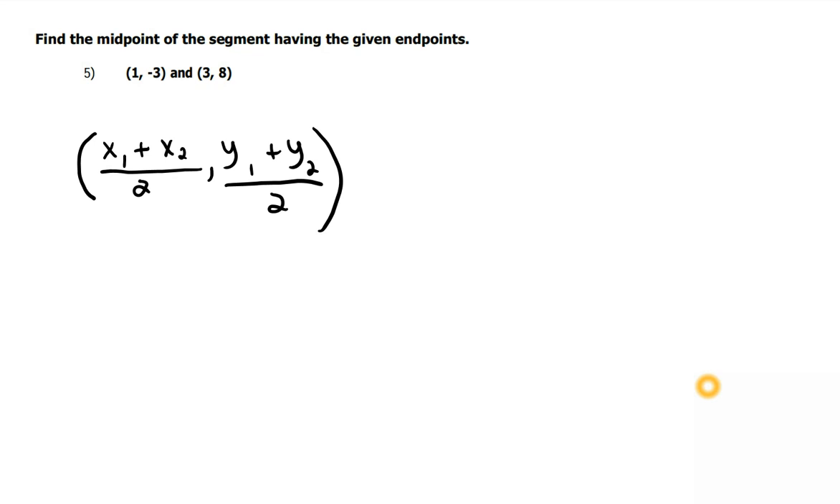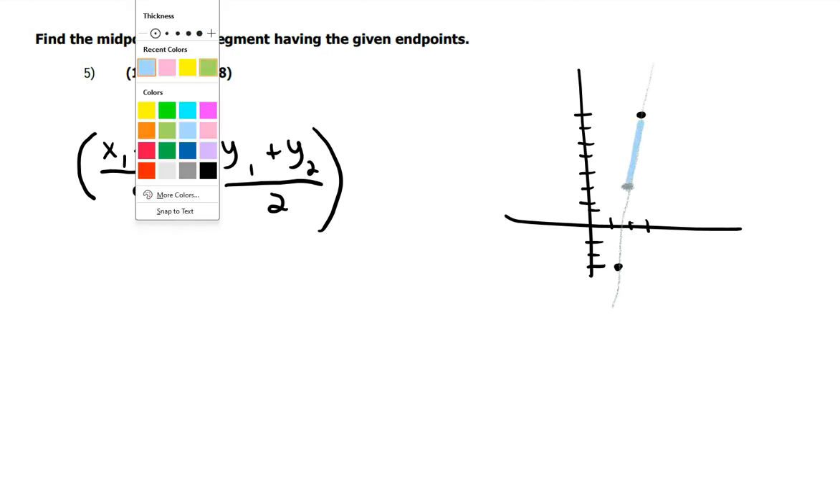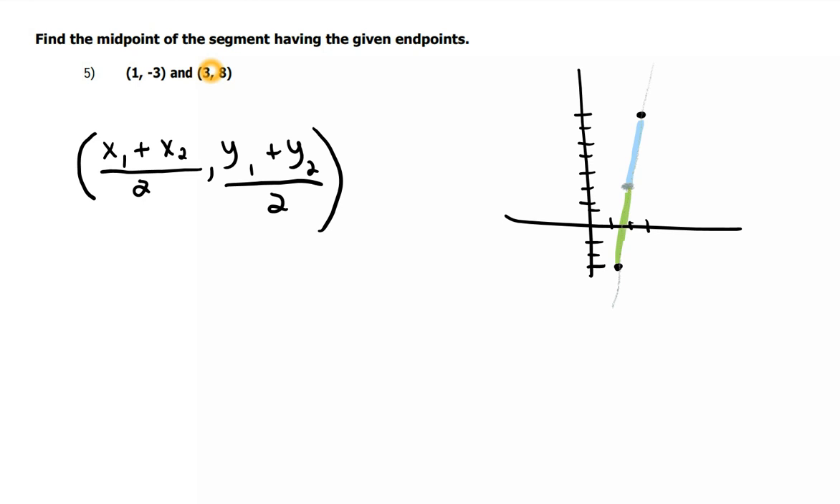And let's see, if I were just to do a visual on this, the point (1, -3), that's right there. And (3, 8), it's that one there. And then I'm just going to draw a quick line, and we want whatever is halfway in between right there. That's not a perfect picture. I didn't measure anything out, so don't look at that for the actual answer. But you're looking for the midpoint so that this distance here is the same as this distance here.